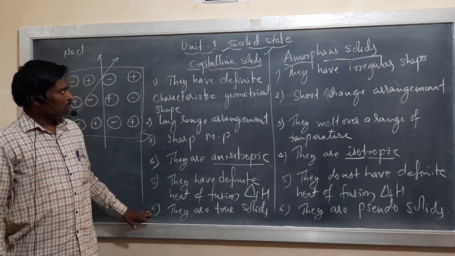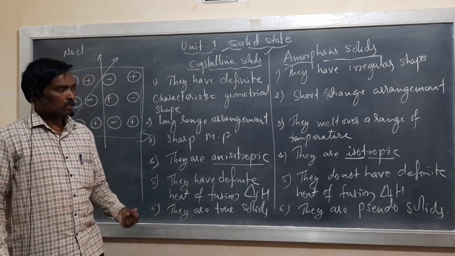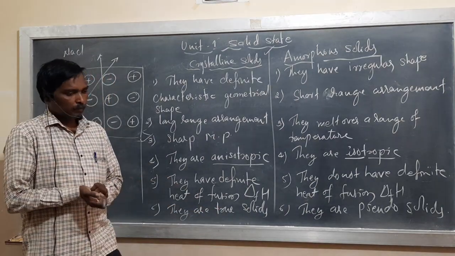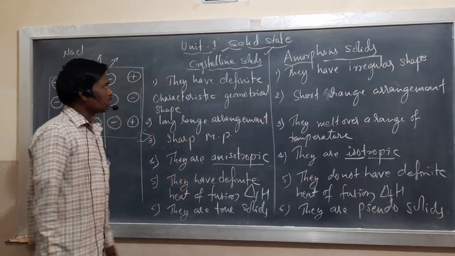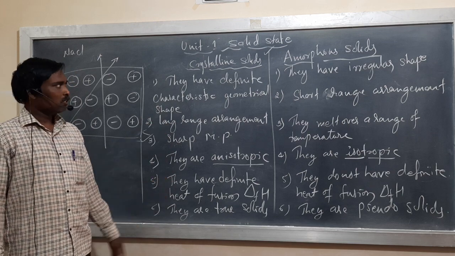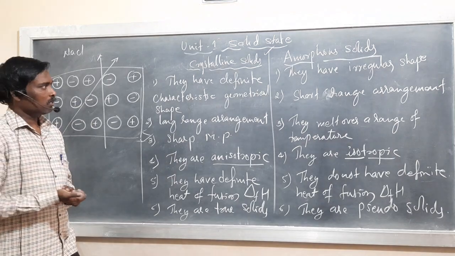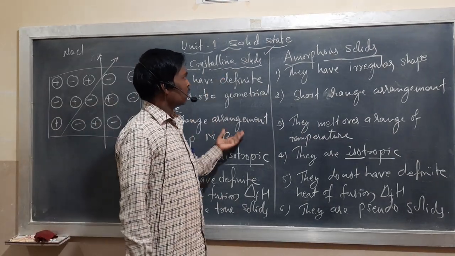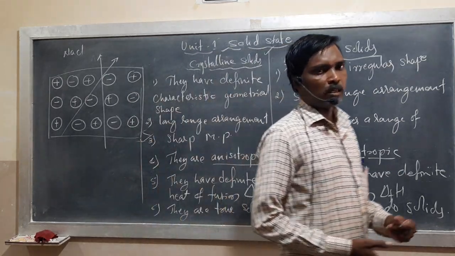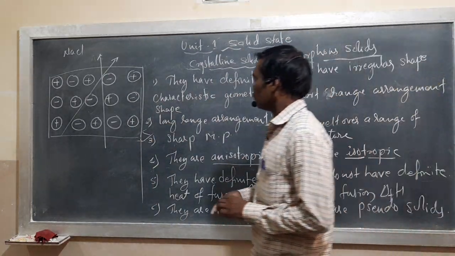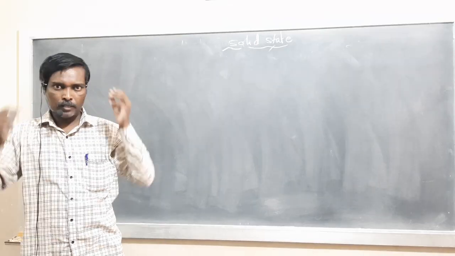The next one: crystalline solids are called true solids, whereas amorphous solids are not true solids. They are supercooled liquids, or we call them pseudo solids. Examples of crystalline solids are any salt, such as sodium chloride, calcium sulfate, or any metal like copper. Amorphous solids, for example, are rubber and glass. So these are a few differences between crystalline and amorphous solids.